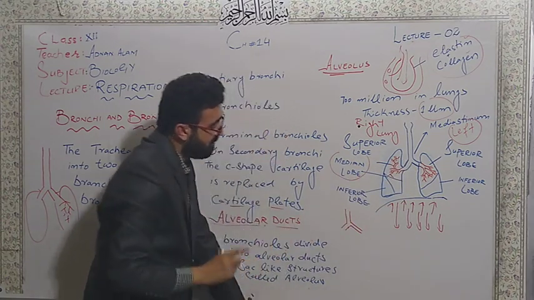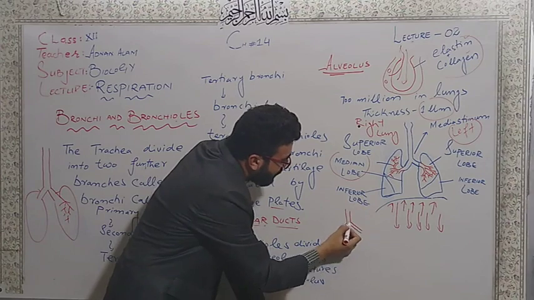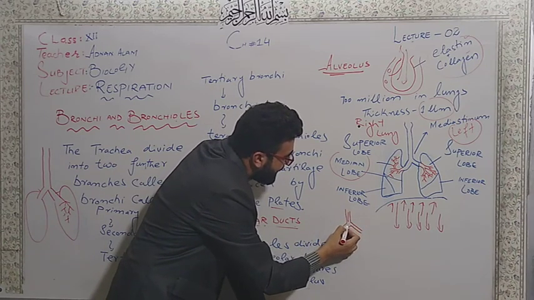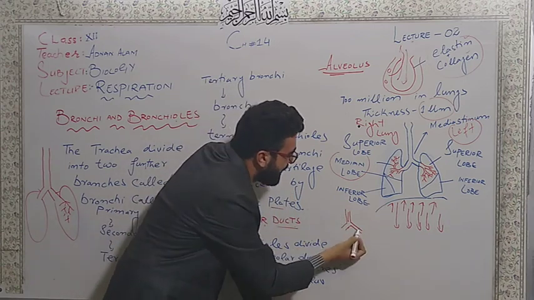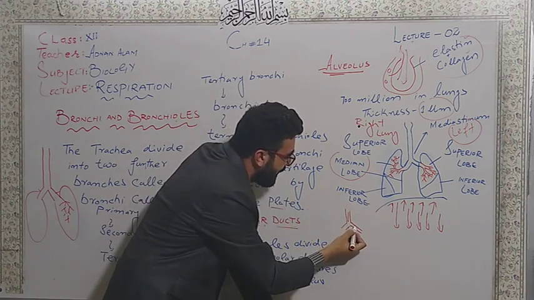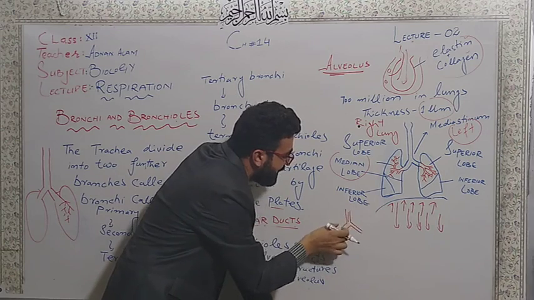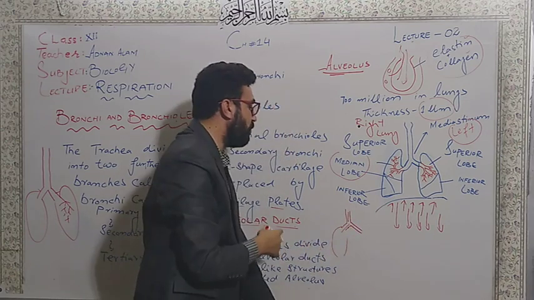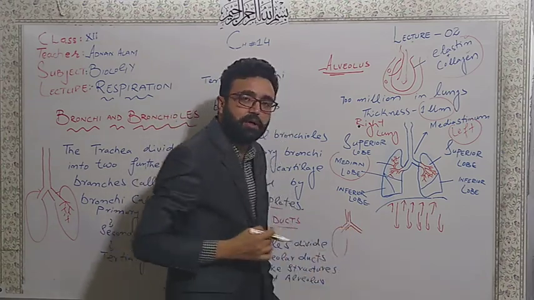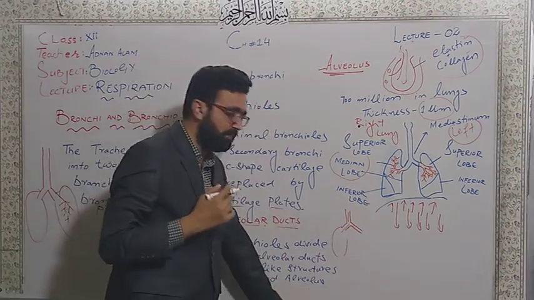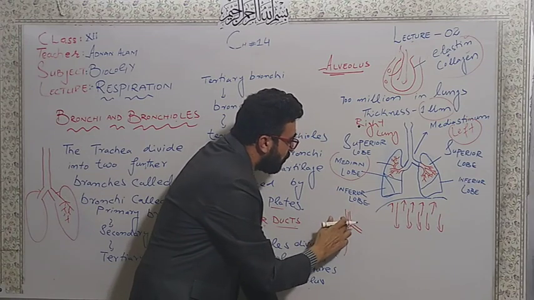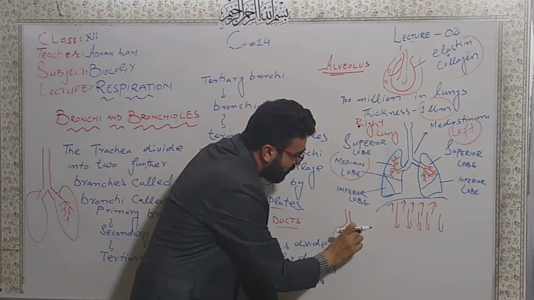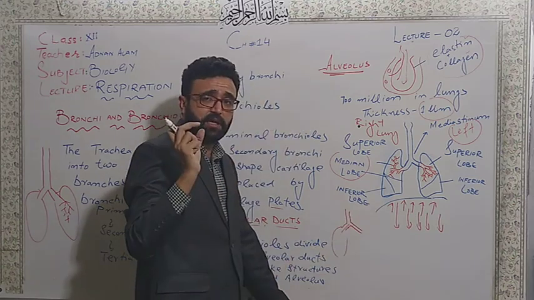So what is the logic behind this? The left one is away. If we keep the same diameter, and the air has less distance to travel on the right, then the right lung will fill up quickly and the left lung will fill up a little bit late. So what is the facilitation by nature? The length is more but the diameter is less.